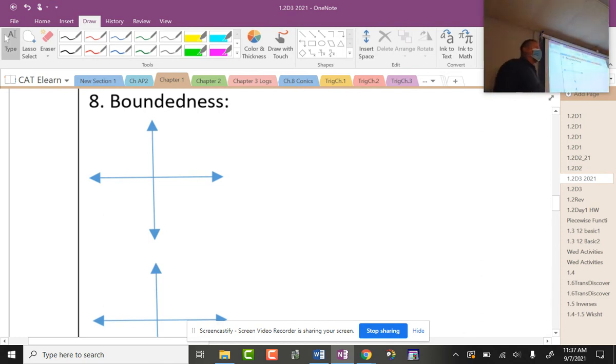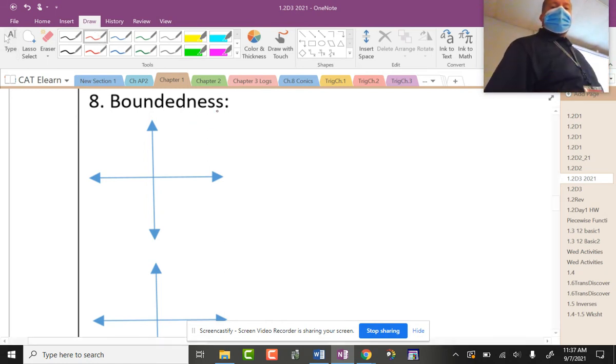This is the only book I've ever heard of boundedness, but it isn't hard. Okay, so for instance, one thing we could do is use one of the functions we had before, which was y equals 5 raised to the x.